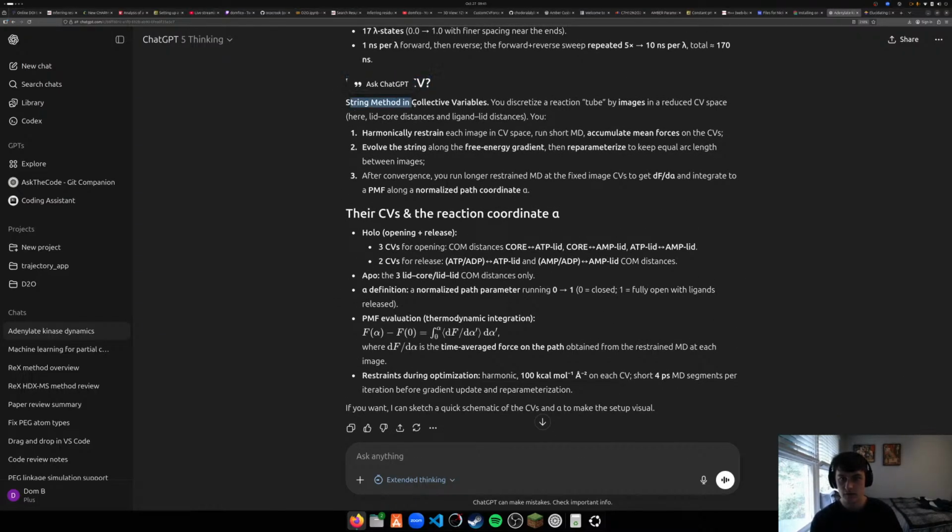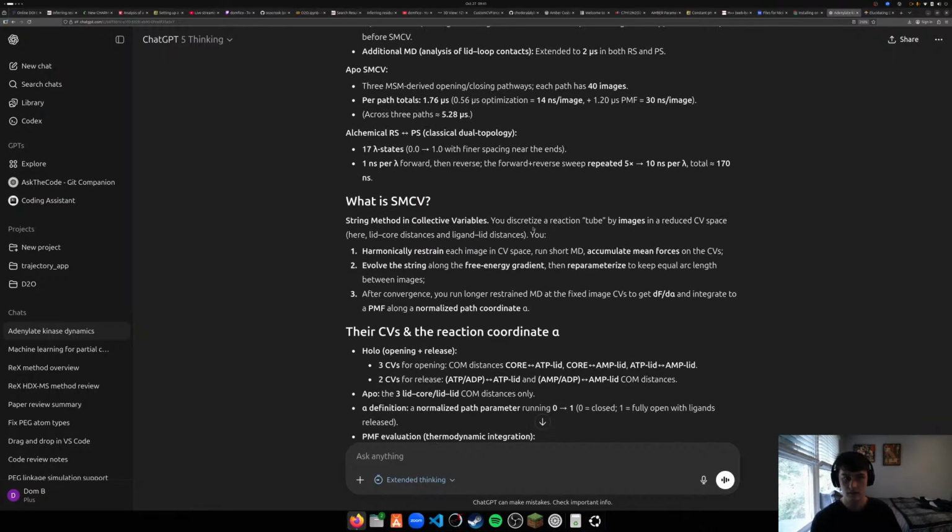What is SMCV? String. You discretize a reaction tube by images in a reduced CV space. Here, lid-core distances and ligand-lid distances. You harmonically restrain each image in CV, run short MD, accumulate mean forces on the CVs. Evolve the string along the free energy gradient, reparameterize, and keep equal arc length between images. After convergence, you run longer restrained MD at the fixed images to get an integrated PMF.